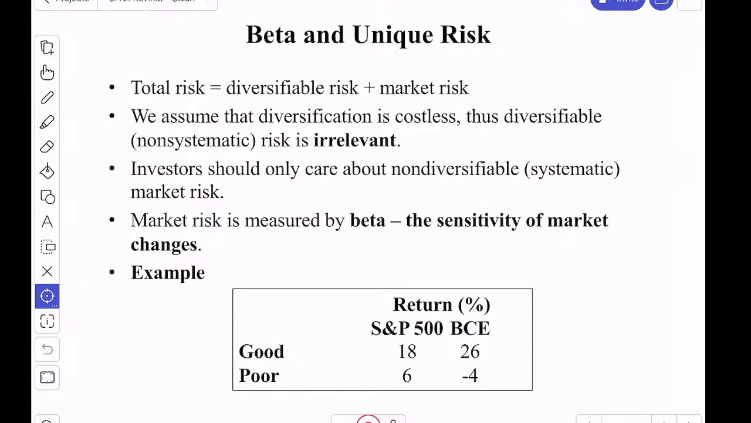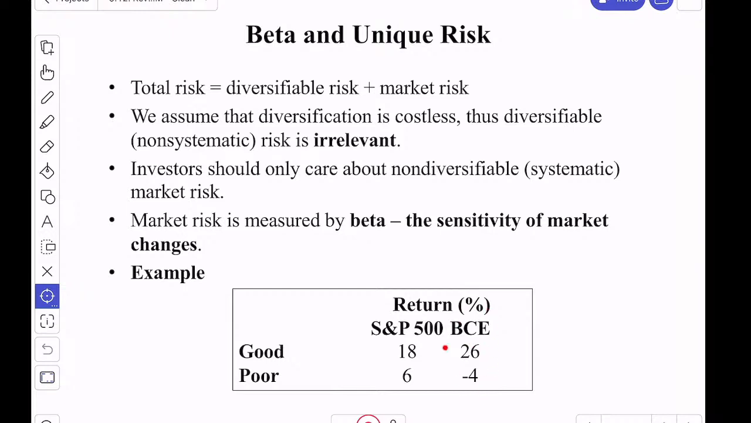So now I'm coming full circle with the statistics that we covered. Here is an example. This is a very simple example, so don't let it confuse you. All I have are 2 states of the world and 2 sets of returns. This should look familiar.